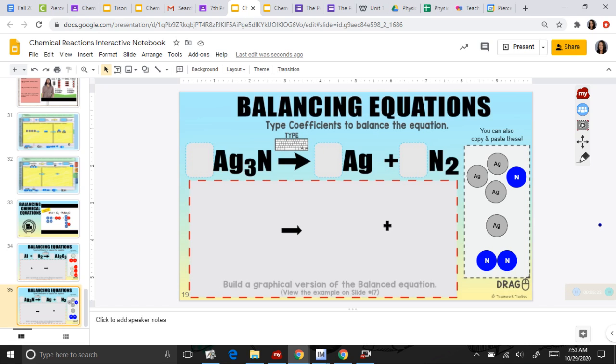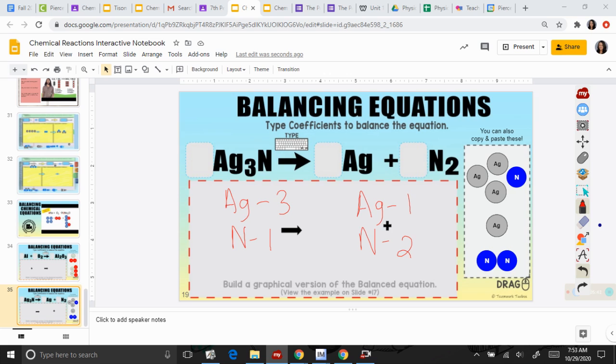So the first thing I'm going to do, I always like to do this first, is just balance it. All right? So I've got Ag. I've got nitrogen. So silver and nitrogen. I write them all down. And on this side, I have Ag and I have nitrogen. Okay, I have three Ags on this side, one nitrogen. I have one Ag and two nitrogen. Okay, so this is going to be a little bit different.